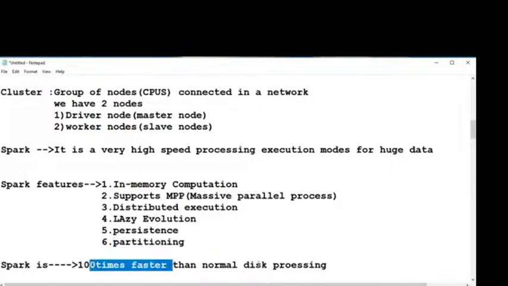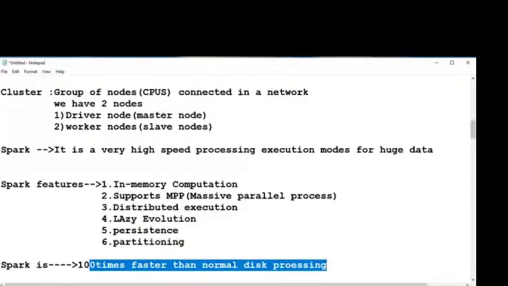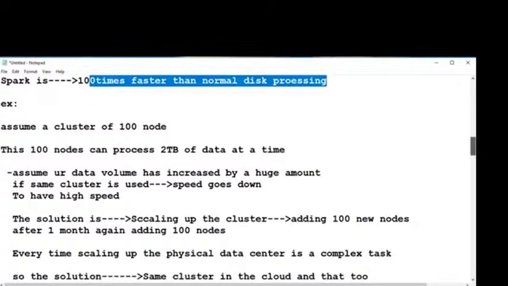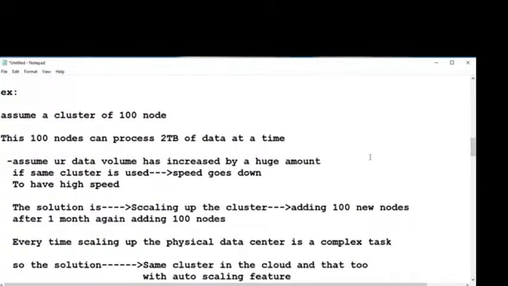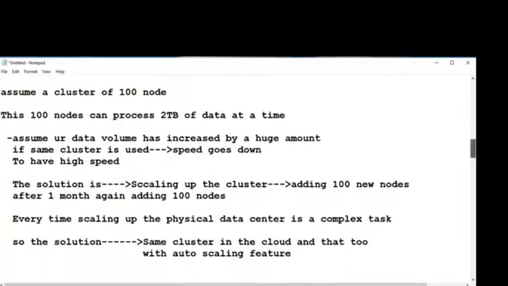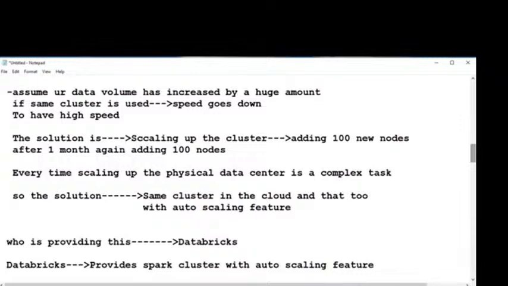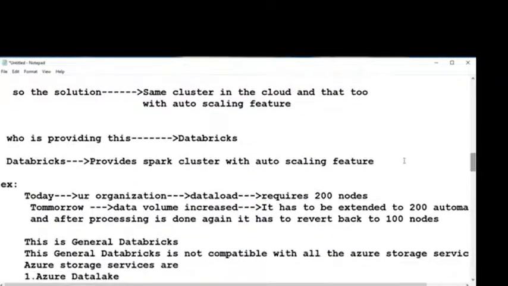Spark is 100 times faster than normal disk processing. So if you have a cluster and your data increases by a huge amount, it is automatically going to scale, the auto scaling feature. And whenever that work is done, it will come back to the original cluster size. Who is providing this? Databricks.